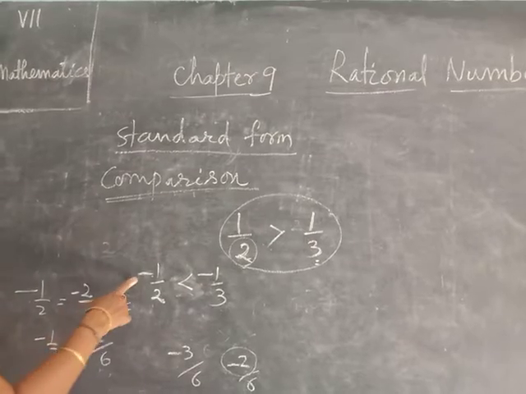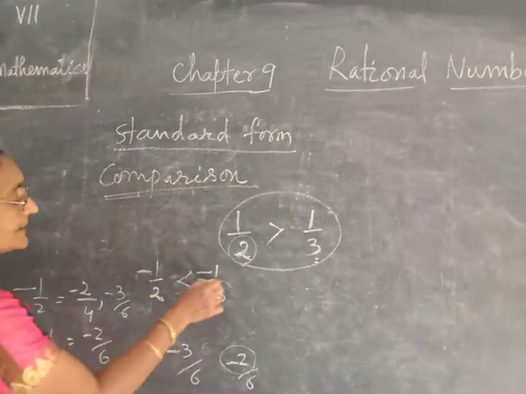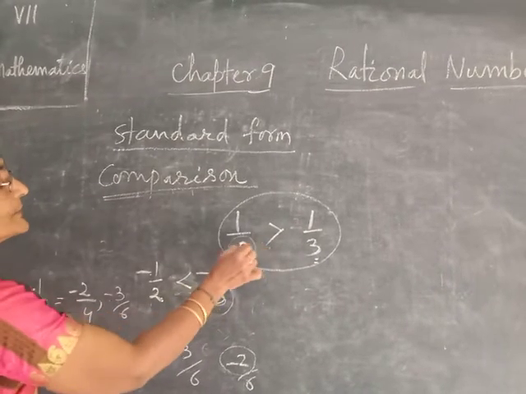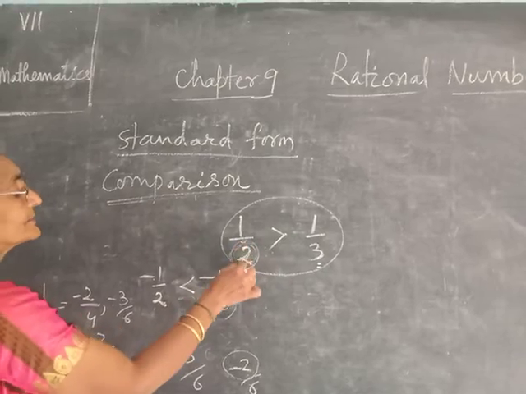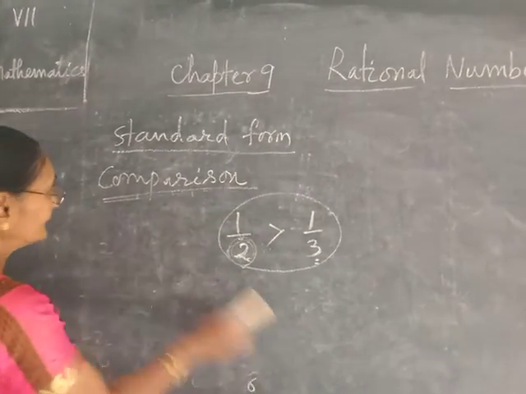Do you understand? In negative unlike fractions, what will you do? Whichever denominator is big, that is the bigger number. Here, in positive, whichever denominator is smaller, that is the bigger number. This way you have to compare the numbers.